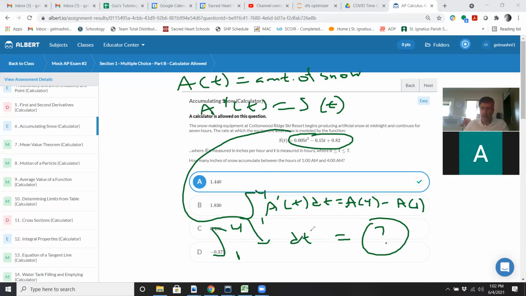You have to be able to kind of interpret that correctly. So you do this in the home screen, f and int. You could probably do that by hand, but why? 0.005 x squared. I'm sure the font will be bigger on the real thing. 0.15x plus 0.82. Yeah, see what happens. You get 1.44. There we go. Okay.